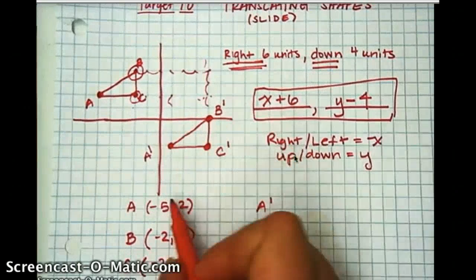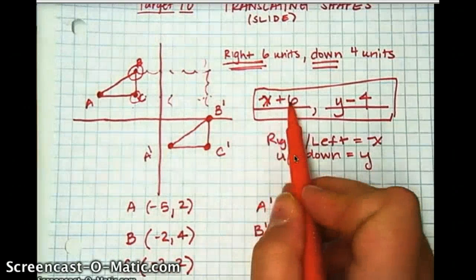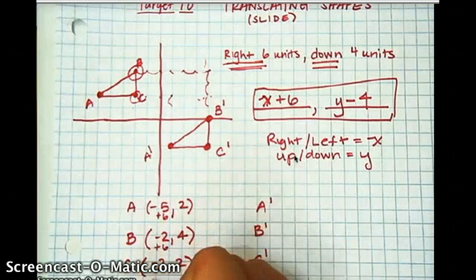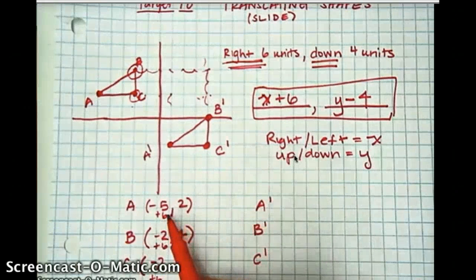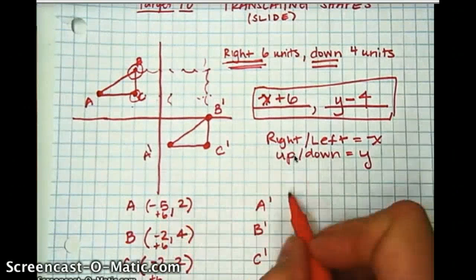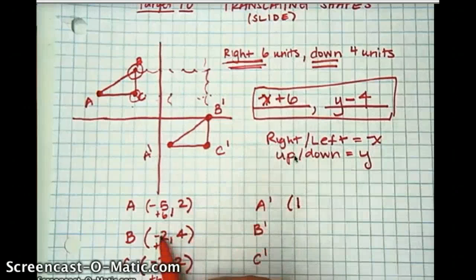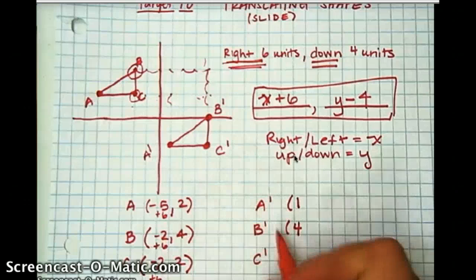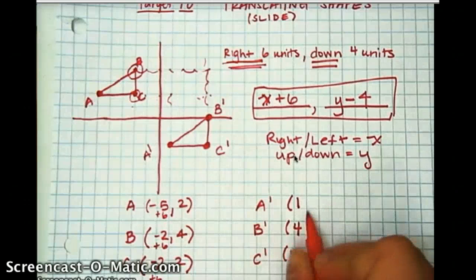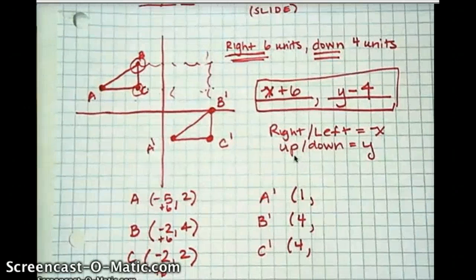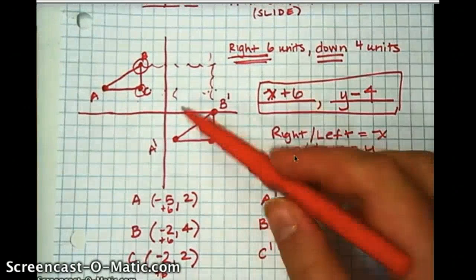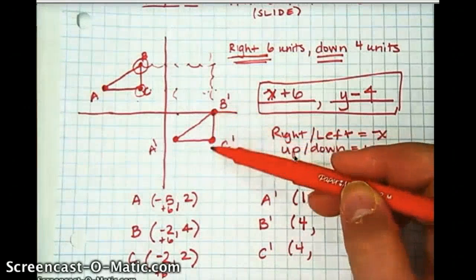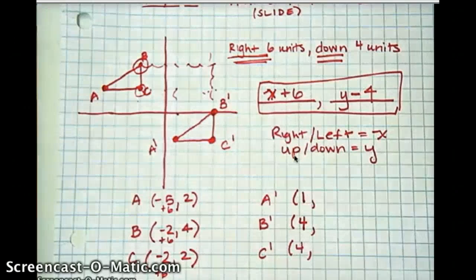For example, what do I want to do to all of my x's? I want to add 6. So plus 6, plus 6, plus 6. Well, a negative 5 plus 6 is 1. A negative 2 plus 6 is 4. And a negative 2 plus 6 again is 4. So there's where my new points would be. And if you look, the x for A is 1, the x for B is 4, and the x for C is 4. So that's correct.